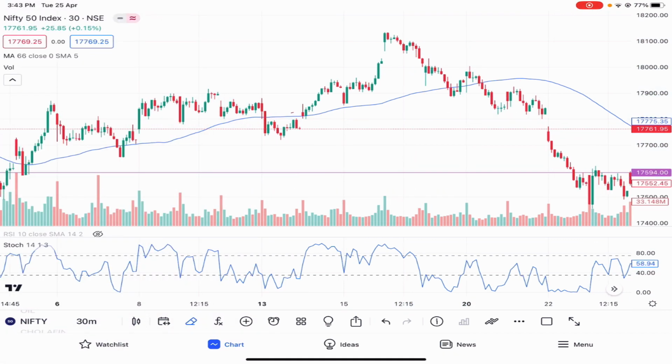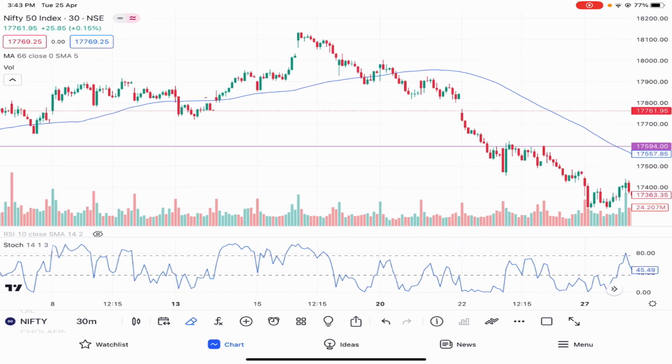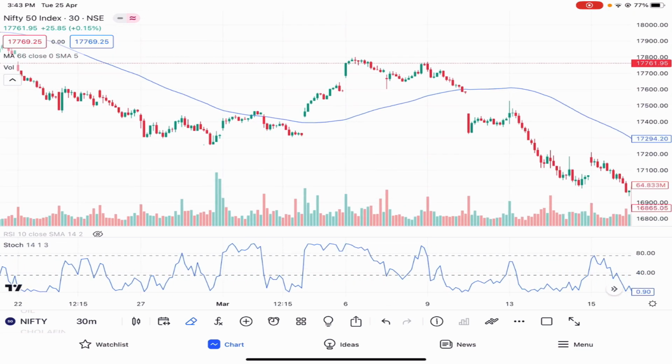Alright. So one more thing. Once a support is broken, it becomes a resistance, and once a resistance is broken, it becomes a support. I'm repeating. Once a support gets broken, it becomes the resistance, and once a resistance gets broken, it becomes a support. Let's see examples of the same.